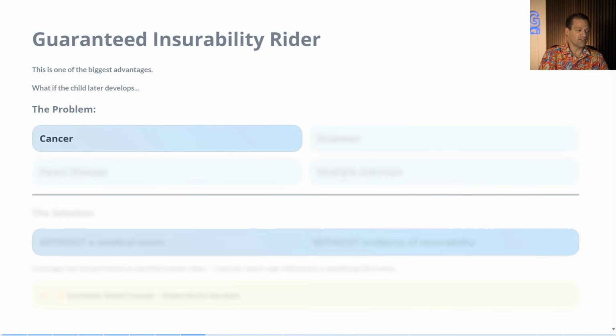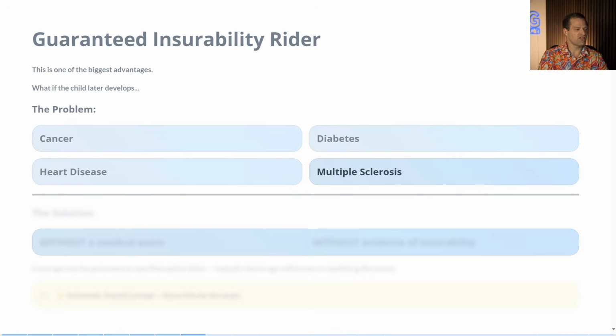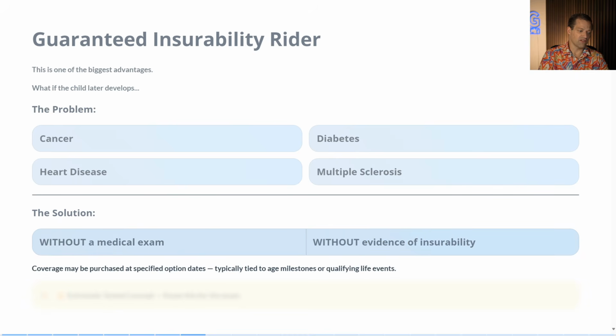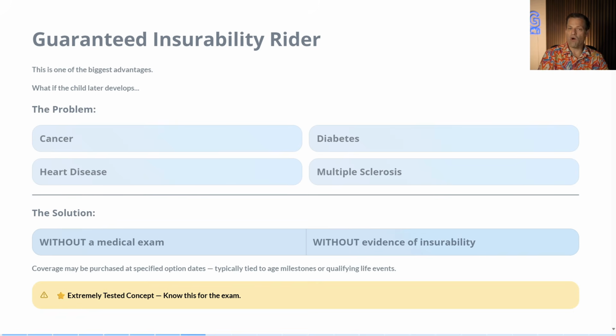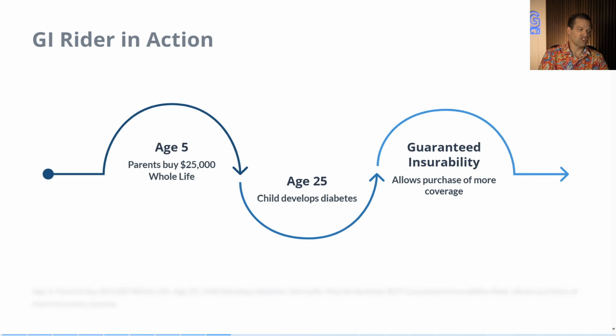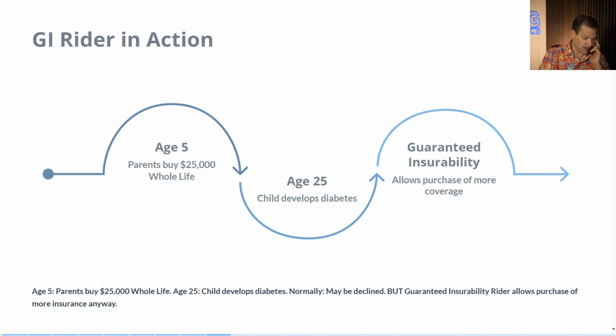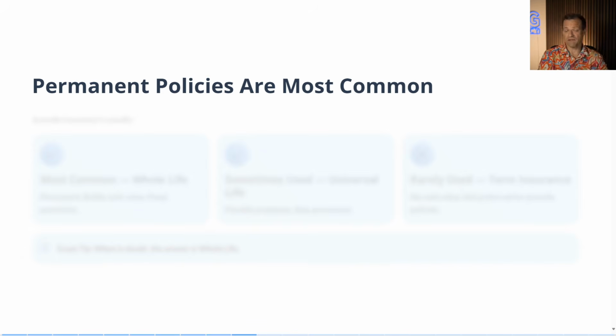So if a kid ends up developing things like cancer, diabetes, heart disease, multiple sclerosis, you can have, without a medical exam or evidence of insurability, the coverage may be able to stick with them beyond that point. So know this for the exam, that coverage may be purchased at specific option dates later and tied to age milestones or qualifying life events. So this is the GI rider in action. You buy the $25K whole life, the kid gets diabetes, and they have guaranteed insurability riders to purchase more coverage. So it's a nice little feature that sometimes can be provided.